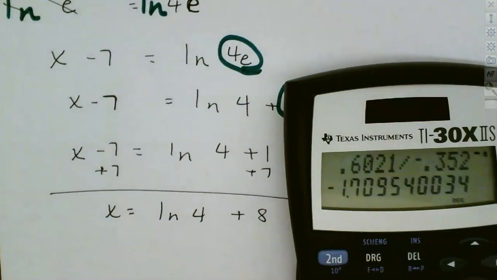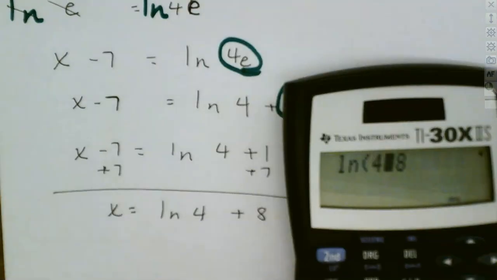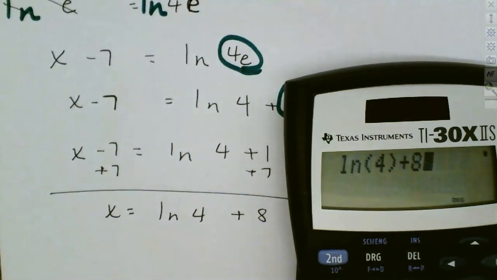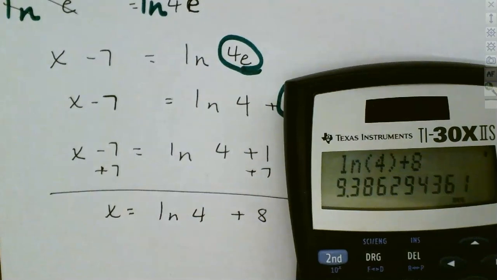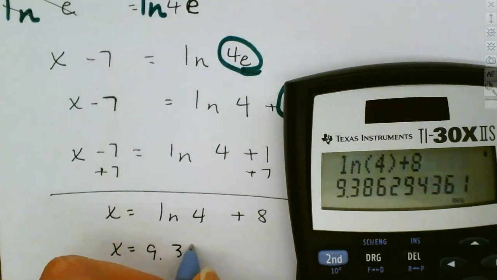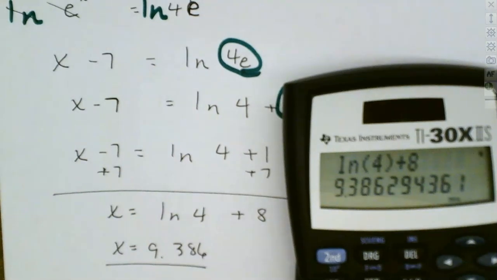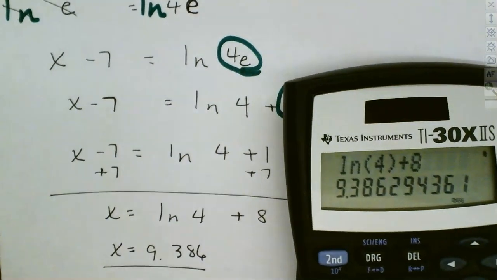Right? Took us a little bit to get there. We want the natural log of 4 plus 8. Make sure you close the parentheses there too. So natural log of 4 plus the 8. That gives us then 9.386 if we round. Okay, and that should be our answer. Does everyone see what I did?